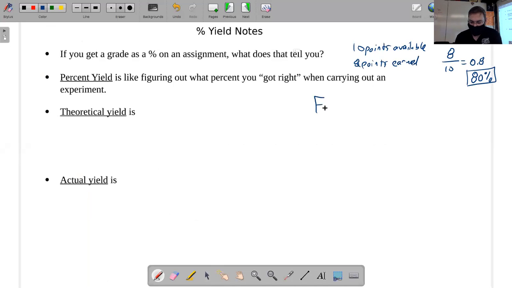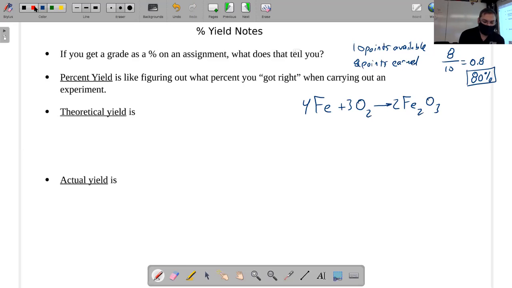So in that example that I gave you, we're going to take iron, react it with oxygen, and try to make iron oxide, Fe2O3. To balance this equation, a 4 here, a 3 there, and a 2 here. So for every 4 irons and 3 oxygens, we expect to get 2 iron oxides.